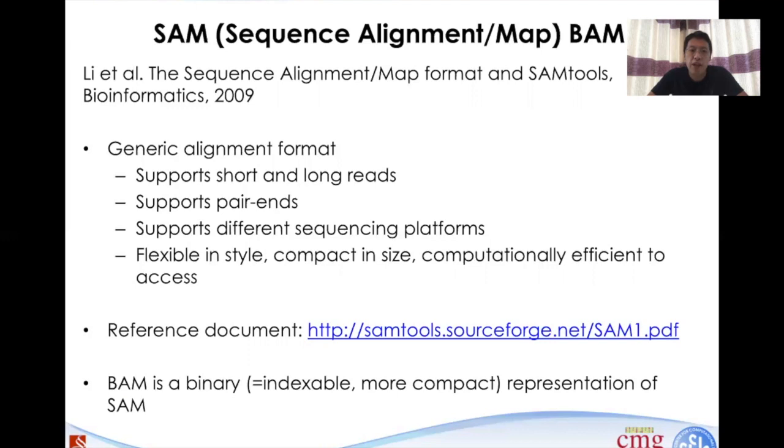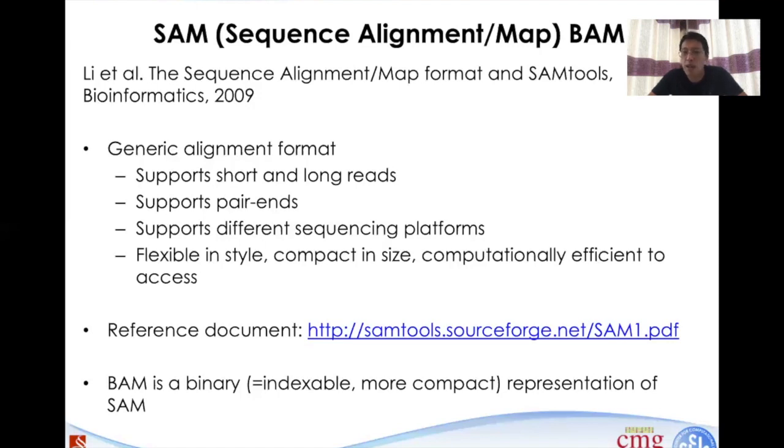The initial publication of the SAM and BAM files can be found in this 2009 Bioinformatics paper, and I recommend you read this paper for a little bit more details. But in general, the SAM and BAM files are generic alignment formats, support either short and long reads, support paired ends, support different sequencing platforms, and we talk about there are many different sequencing platforms. They're very flexible in style, compact in size, and computationally efficient to access.